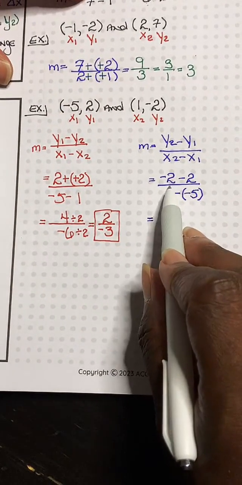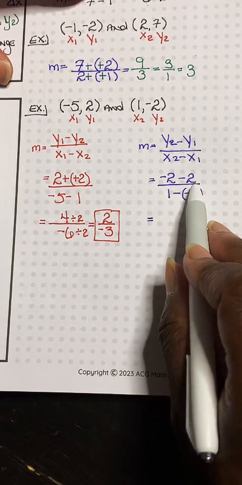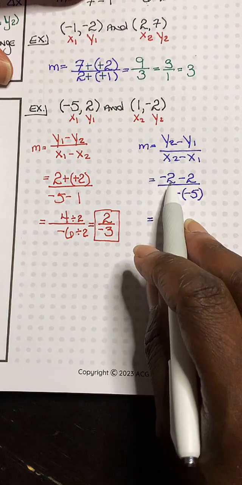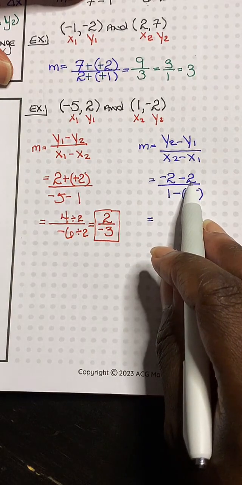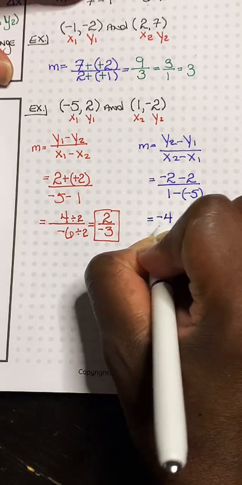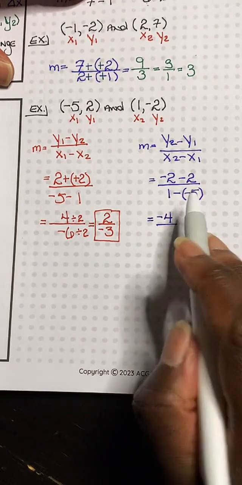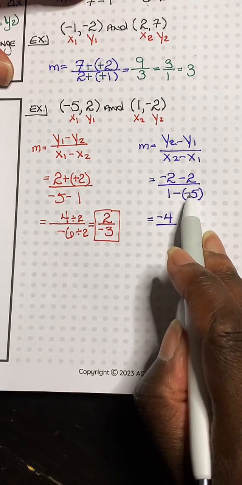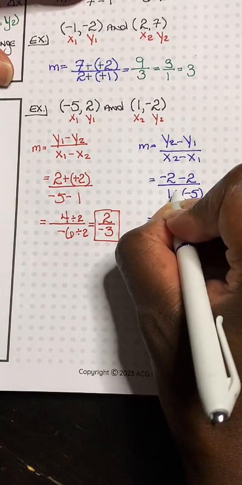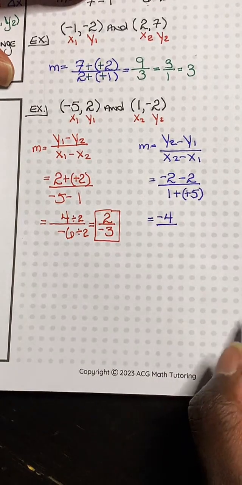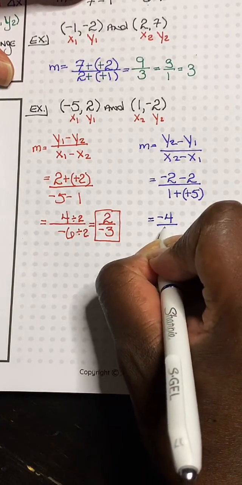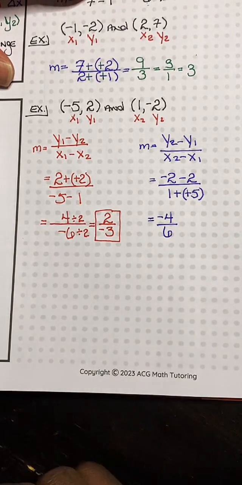So now let's take a look. -2 minus 2. Okay, you owe me $2. For some sick and twisted reason, I loaned you another $2. So that means you owe me $4. Now you have 1 minus a -5. When you minus a negative, they both turn positive. So it's really 1 plus 5. 1 plus 5 gives us 6.